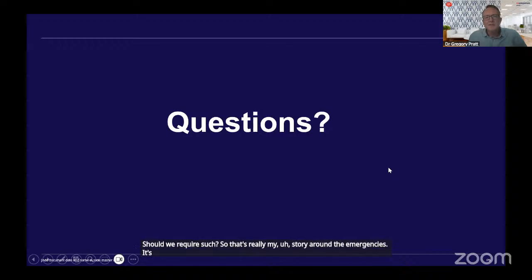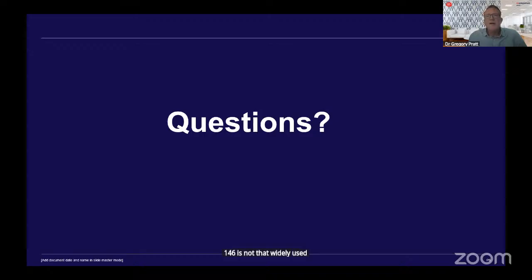It's not a very complicated one, and I think in the GP space specifically, 0146 is not that widely used. In the specialist sphere, it's used even less because typically specialists don't see urgent patients in their rooms. They normally see them in a casualty or in the hospital setting. Thanks very much.